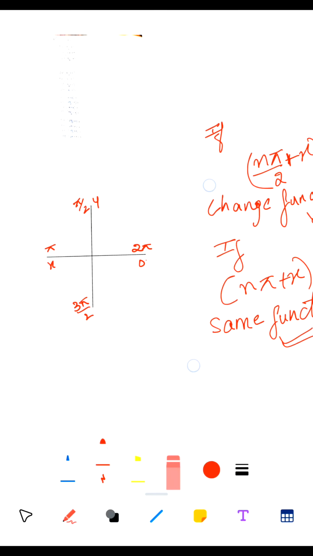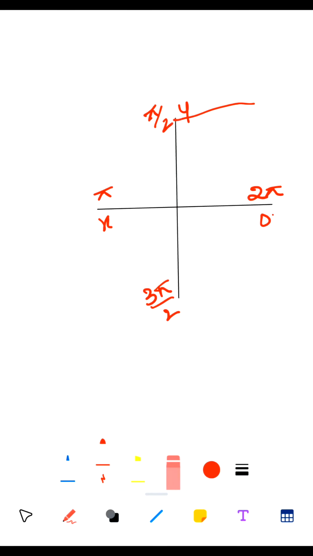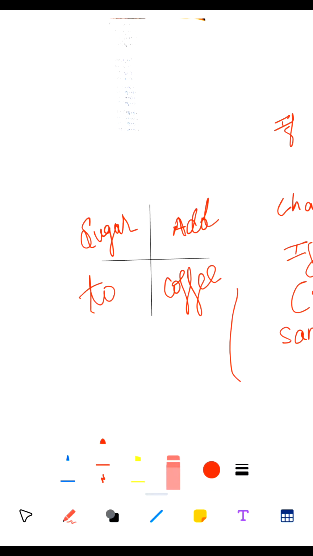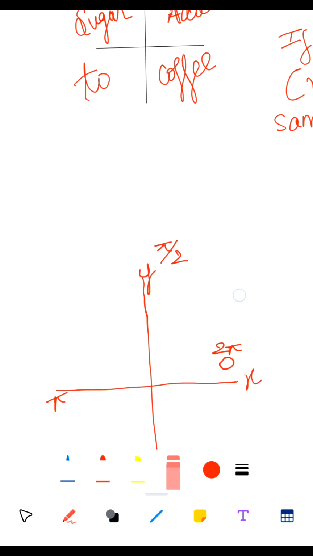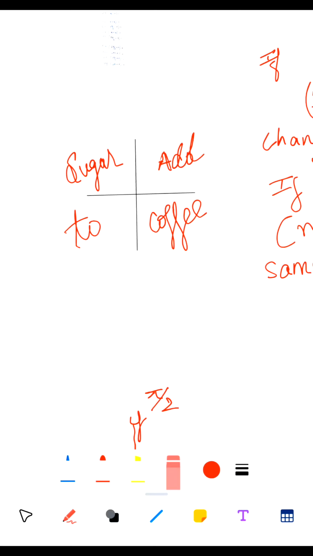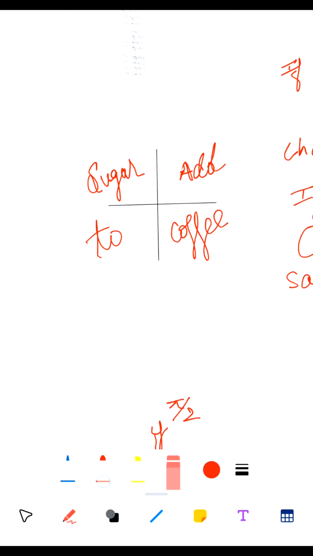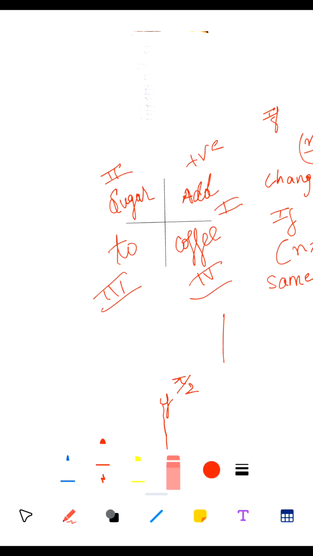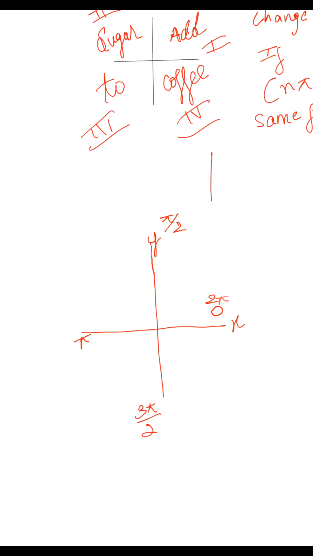But how to calculate that plus or minus sign? So now let us see about that, my dears. Just remember, add sugar to coffee. Add means all trigonometric functions will be positive in your first quadrant. This is the first quadrant, this is the second quadrant, this is the third quadrant, this is the fourth quadrant. Add means all trigonometric functions are positive, and sugar is nothing but sine and cos.